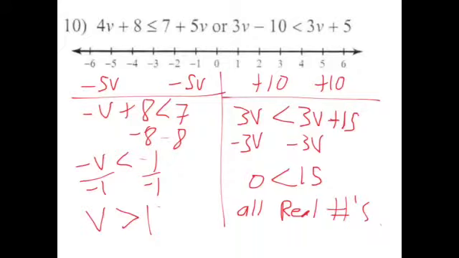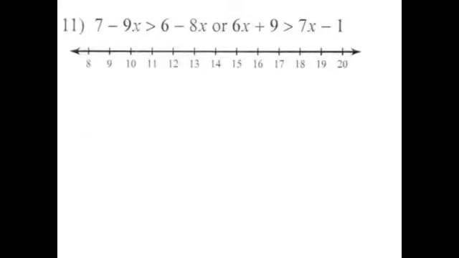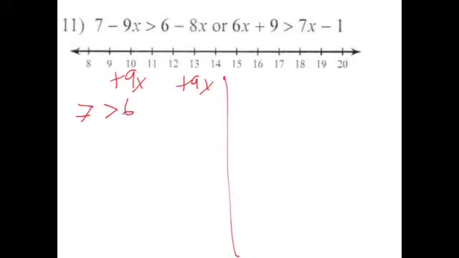Okay. Next one. You gotta do these separate inequalities. It has an OR statement in the middle. Do them separately, graph them both. You'll be good to go. Let's add 9x to both sides on this one. And here we'll have 7 greater than 6 plus x. And we'll subtract 6 from both sides to get 1 greater than x, which means x is less than 1.